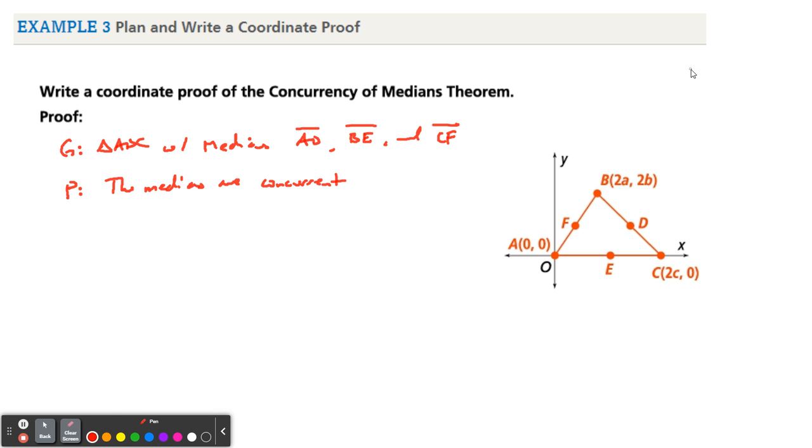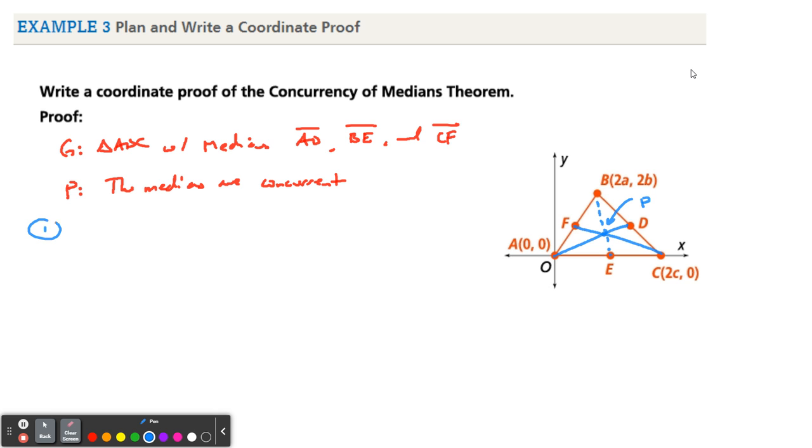So again, here's what we're going to do. We're going to start with AD and CF. The reason I'm using AD and CF is because they have zeros as part of their coordinates, which I think makes them easier to work with. We are going to use a system of equations to find where they intersect, call it P. And then we're going to try to prove that P is also on median BE. That's our steps, okay? So it's a 4-step process.